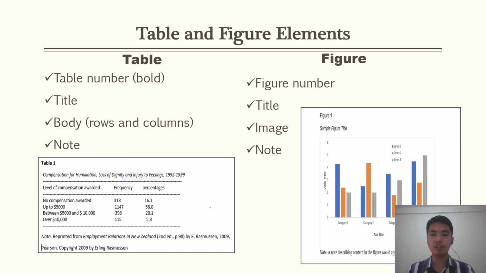For table and figure elements, in general, the presentation of tables, figures, or graphs is almost the same. They both have a table number or figure number. They both have a title. They both have the body, which includes the rows and columns for a table, and the image or the graph for a figure. And last, they both have a note.